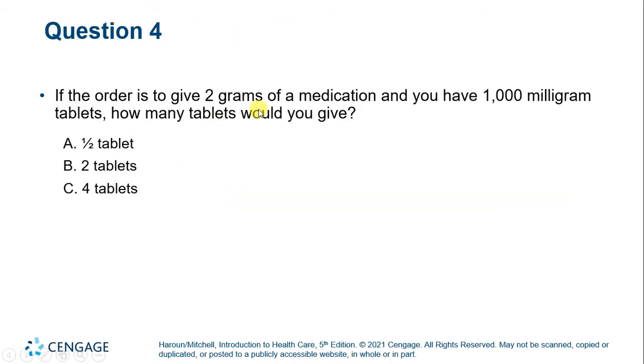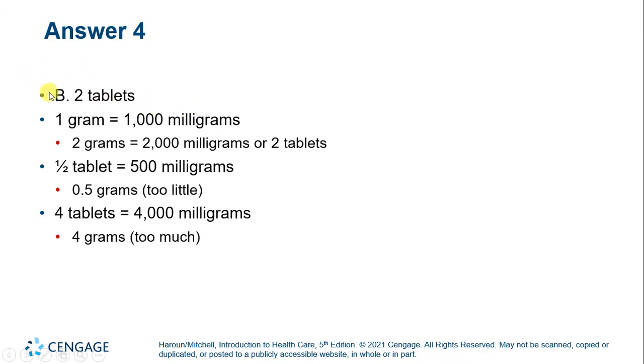So if you were to give 2 grams of a medication and you have 1,000 milligram tablets, how many tablets would you give? You would need to be able to convert 1,000 milligrams to grams or vice versa. To know that, 1 gram is 1,000 milligrams, so 2 grams is 2,000, or 2 tablets.